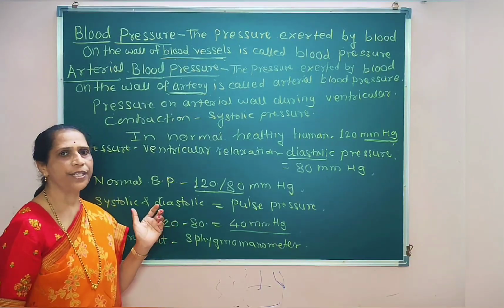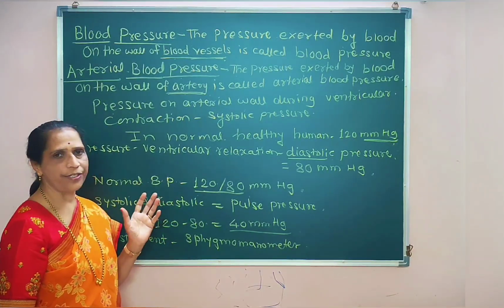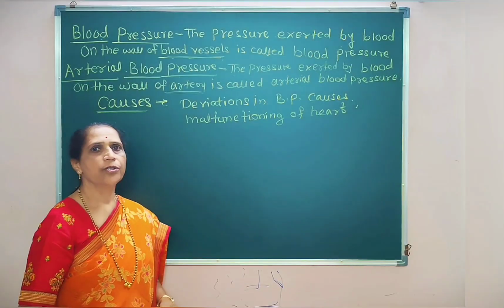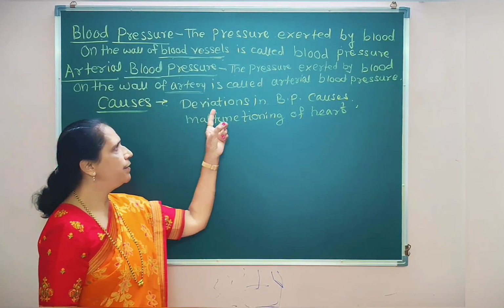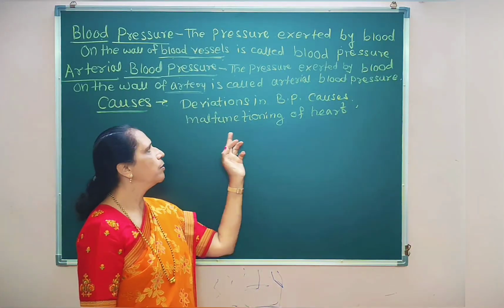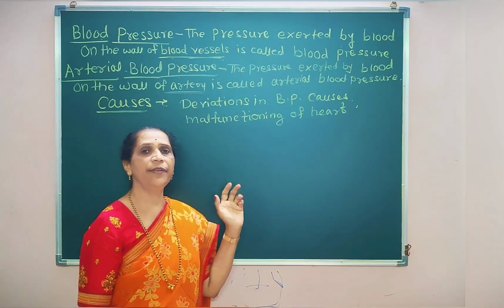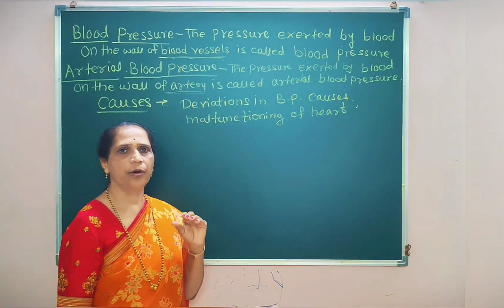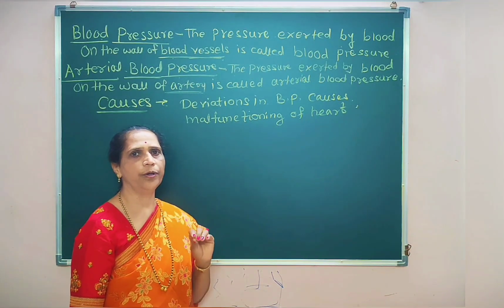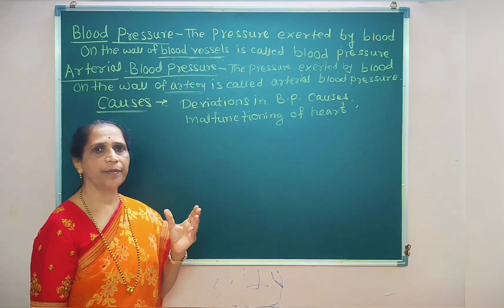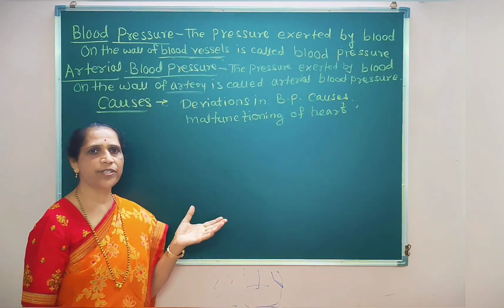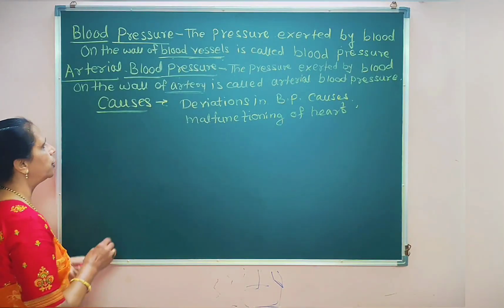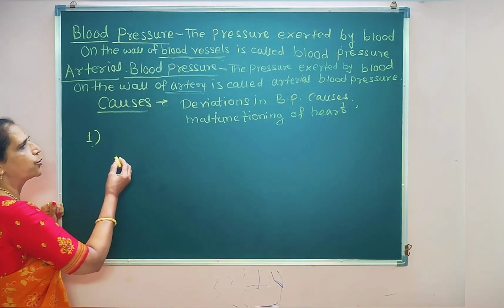There are some different causes or factors which fluctuate blood pressure in humans. Next are the causes of variations which occur in normal blood pressure. Deviations in blood pressure cause malfunctioning of the heart. Normal BP is about 120 over 80 mm Hg, but it lowers or increases due to some reasons.